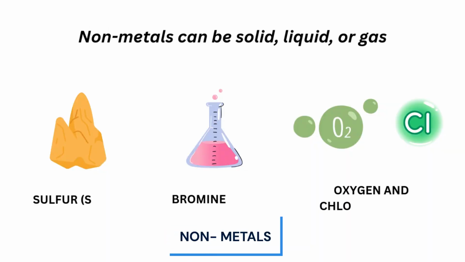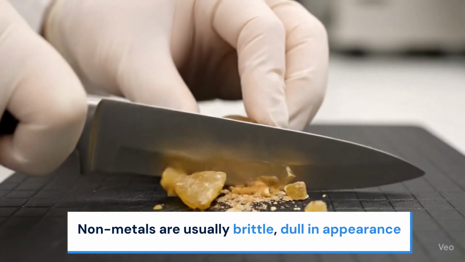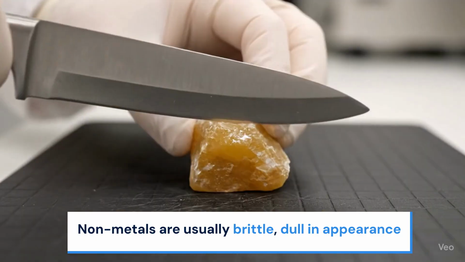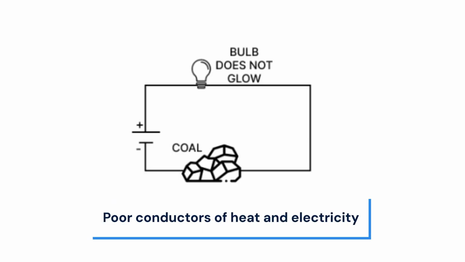Nonmetals, on the other hand, can be solid, liquid, or gas at room temperature. Example: sulfur is solid, bromine is liquid, and oxygen and chlorine are gases. Solid nonmetals are usually brittle, they break when hammered, are dull in appearance, and are poor conductors of heat and electricity.